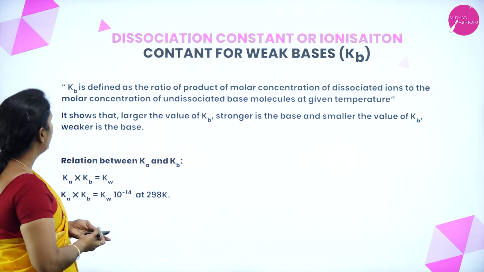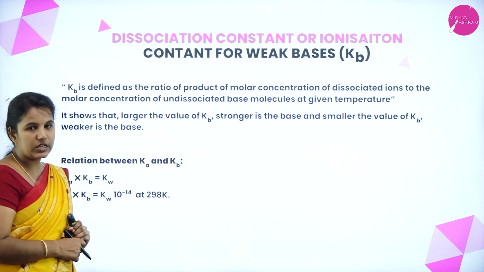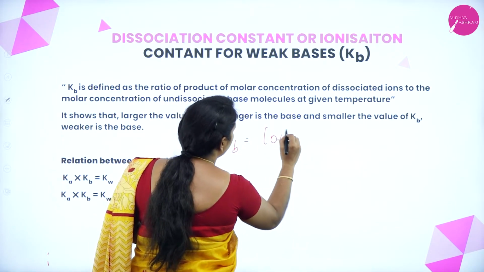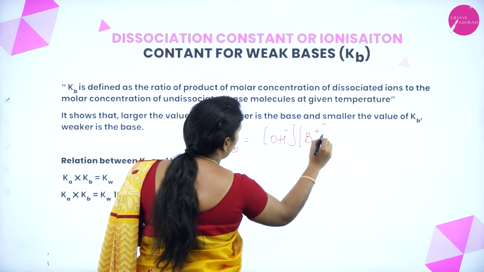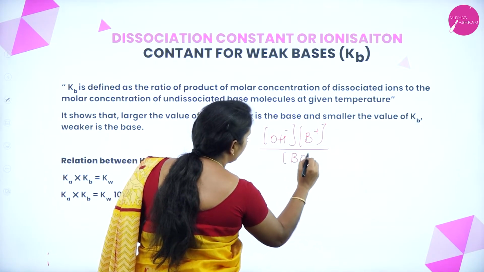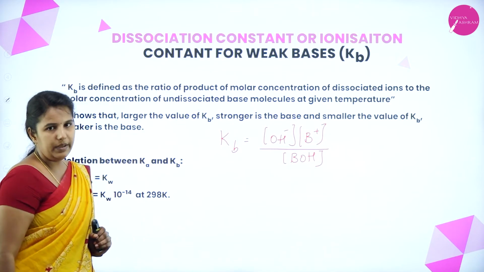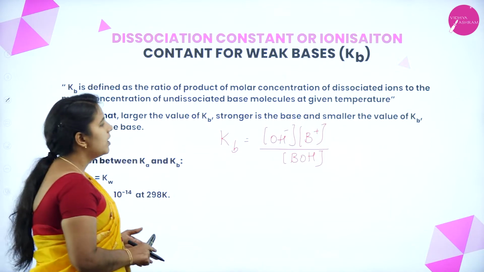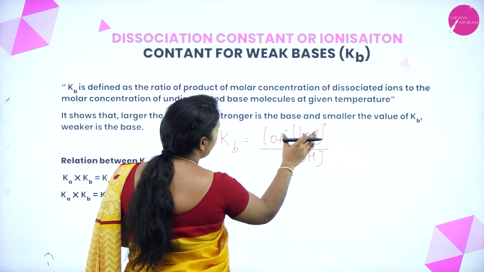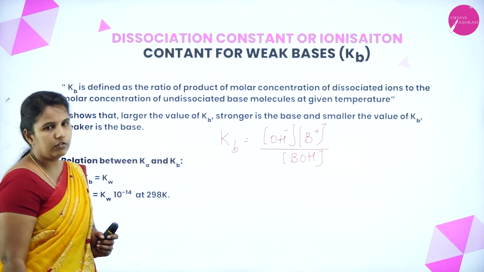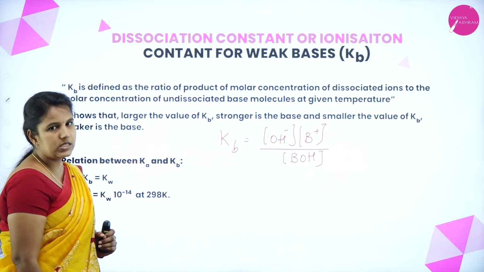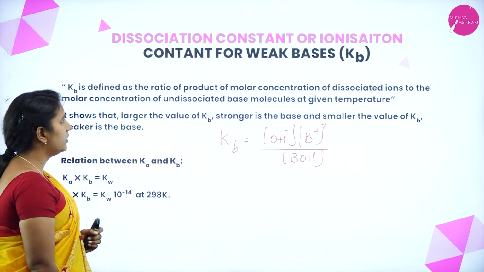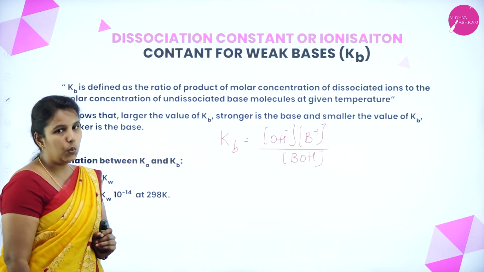Now, how can I define this dissociation constant of weak base? What is the equation we got? Kb is equal to the molar concentration of the hydroxyl ion times the molar concentration of the B plus ion, divided by the molar concentration of BOH. How can I define this? It is nothing but a ratio of the molar concentration of dissociated ions divided by the molar concentration of the undissociated base molecule. This is how I can understand the dissociation constant or the ionization constant of a weak base.